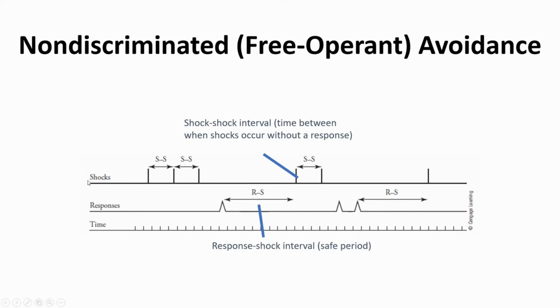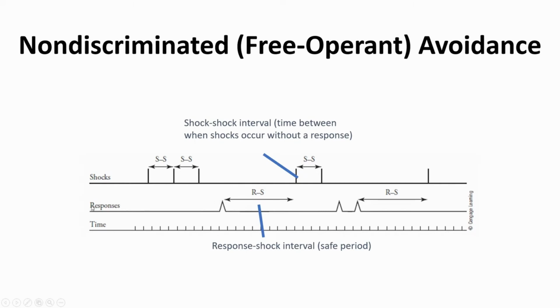I'll just flip back and forth between these two slides. But if we look just at the shocks here, we have our SS interval, which is saying that each of these ticks means that a shock is being delivered. So we can say that this SS interval is 10 seconds. So every 10 seconds, there's going to be a shock delivered. And that shock is delivered at the end of that 10-second period, unless, of course, our second time interval comes into play. And this is our response shock interval, or RS interval.